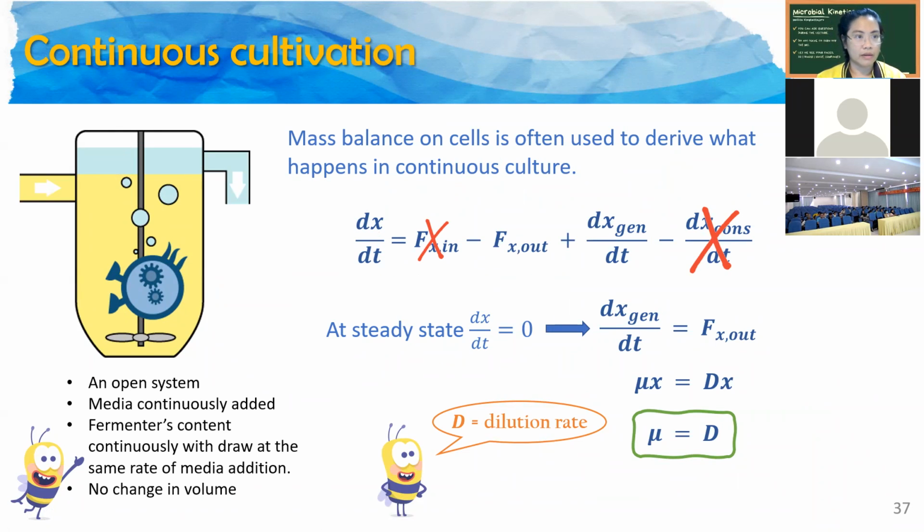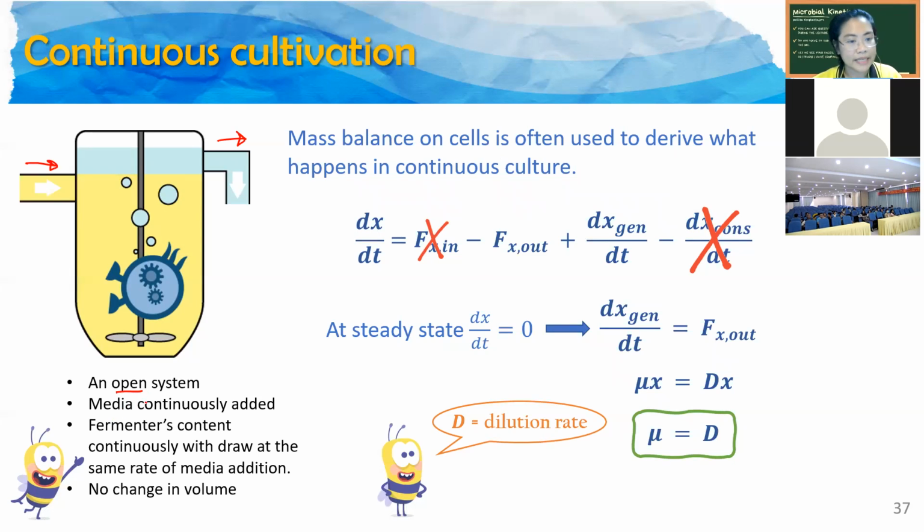The next one that we are going to talk about is continuous cultivation. Continuous cultivation is when you have a fermenter and you put fresh substrate in, but at the same time, you take the fermenter content out as well. See that? There's flow in and there's flow out. So that's why continuous cultivation is an open system.